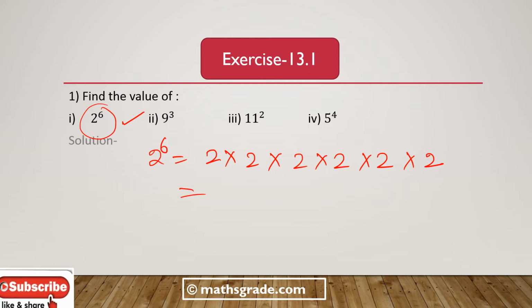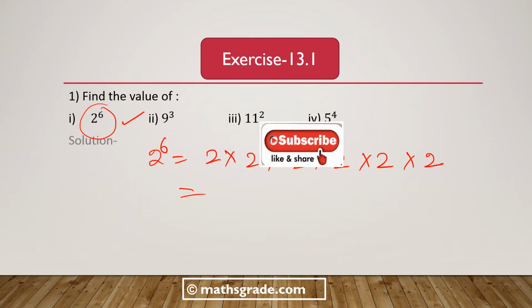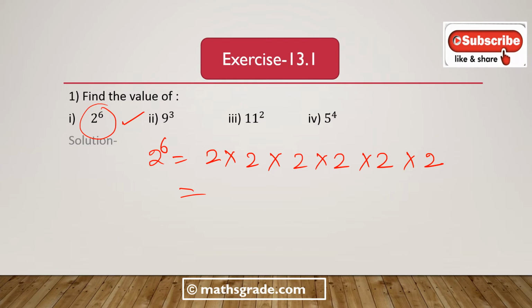Then 2 multiplied by 2 is 4. 4 multiplied by 2 is 8. 8 multiplied by 2 is 16. 16 multiplied by 2 is 32. 32 multiplied by 2 is 64. So 2 to the power 6 is 64. 64 is the value of 2 to the power 6.